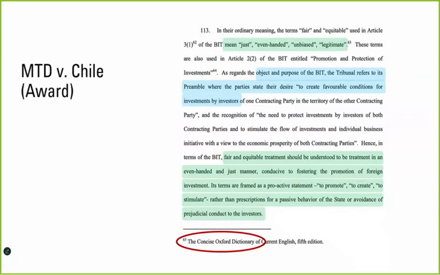And then here, let's go on with this green part. It came up with a completely different approach, not based on any minimum standard of treatment. It tells you, well, because fair and equitable means even-handed and legitimate, it means to be treated in an even-handed and just manner, conducive to fostering the promotion of foreign investments. And here it's another example of the importance of preambles. I'll never get tired. Preambles, very important. It tells you the object and purpose of the BIT, which you have in the preamble, talks about the desire of the parties to create favorable conditions for investments. So if the object and purpose is to create favorable conditions for investment, a country that doesn't is not treating investors fairly and equitably.